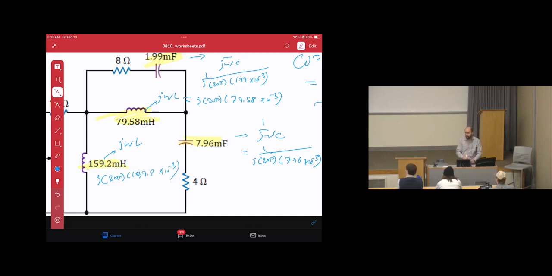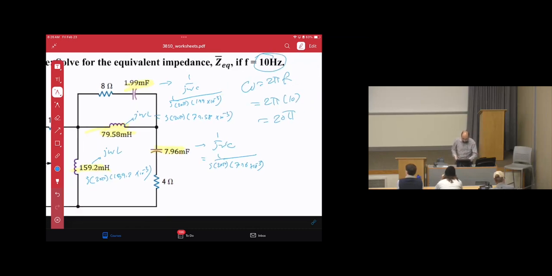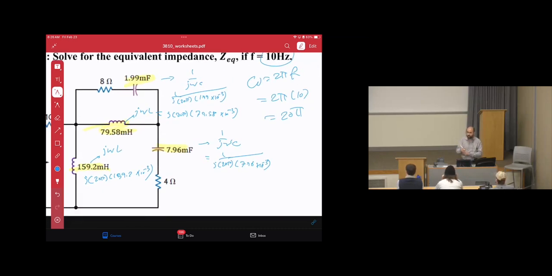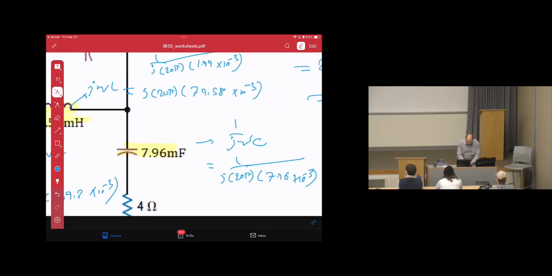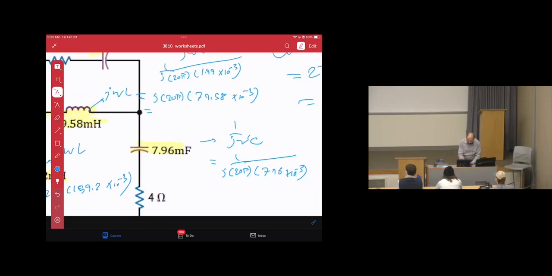Then how to do this using the calculator? Actually, sometimes you don't need to write the j in the calculator because we know j will be a common factor. For example, in j omega L, here is j. Then what you write in the calculator is 20 pi times 79.58 times 10 to the power negative 3 as a real number. So this will be 5. So this will be j 5 ohms.